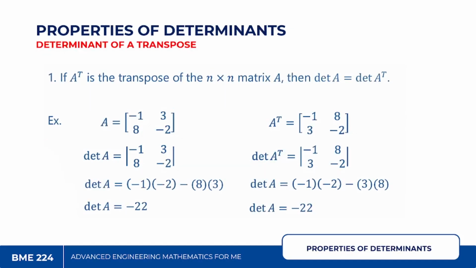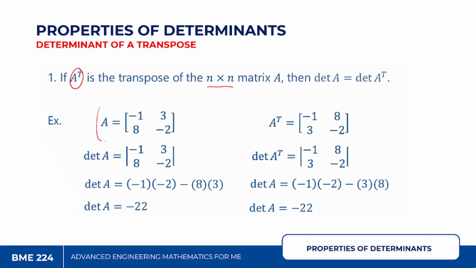Now, let's first discuss the properties of determinants. Okay? First is the determinant of a transpose. Say for example, we have a transpose matrix of A. Okay, that is the transpose of an n by n matrix A. As you can see, it should be a square matrix. Okay? Meaning to say, the number of rows is the same as the number of columns. Then the determinant of A is equal to the determinant of your transpose matrix.